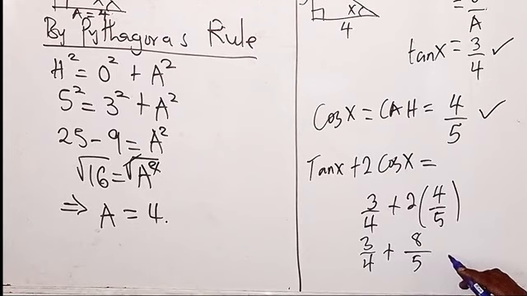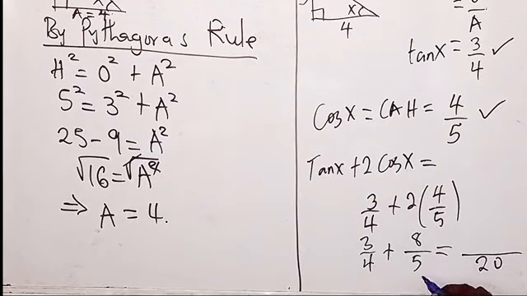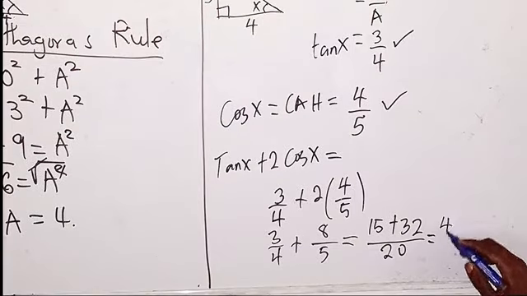According to this, let's try to take the LCM. The LCM of 4 and 5 is 20. Now, how many 4 you see in 20? That is 5. 5 times 3, we're going to have 15. Plus, how many 5 you see in 20? That is 4. 4 times 8, we're going to have 32. Plus, 47 all over 20.